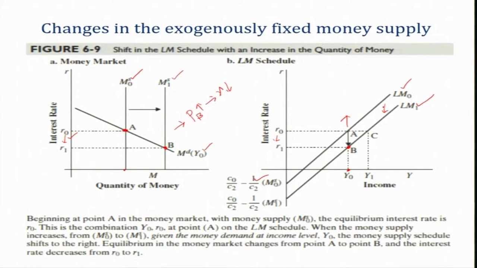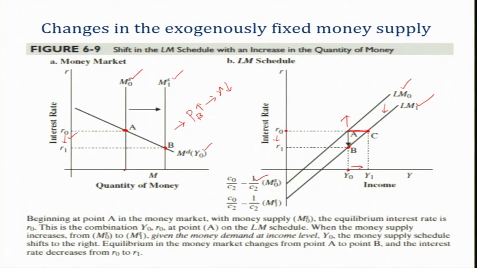Alternatively, consider the point on the new LM schedule that gives the equilibrium level of income corresponding to, for example, this point itself. So you can also look at here. Suppose the initial rate of interest has to be kept there, that means R naught has to be retained. In this case, given the equilibrium level of income corresponding to interest R naught, if you want to retain the initial rate of interest, the income must increase, right? So you can see that this can be the new equilibrium position, that if the rate of interest has to be the same R naught, then this is possible.